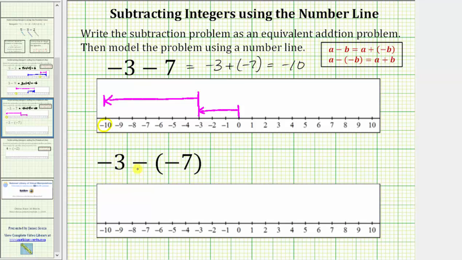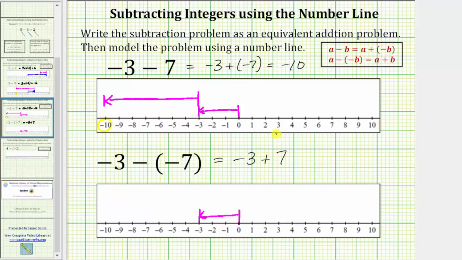Next we have negative 3 minus negative 7. Subtracting negative 7 is equivalent to adding positive 7. Negative 3 minus negative 7 equals negative 3 plus positive 7. To model both the subtraction as well as the addition, we first model negative 3 by starting at 0 and moving left 3 units to negative 3.